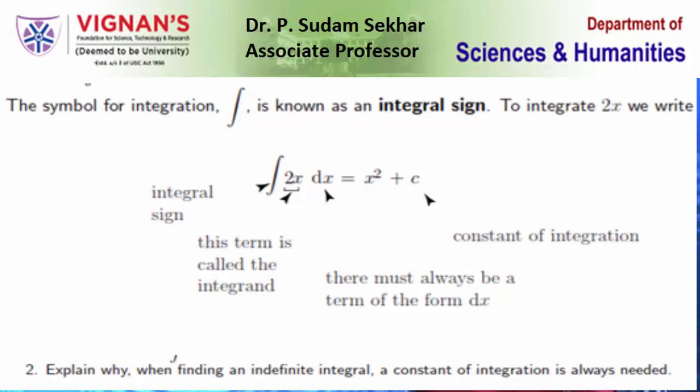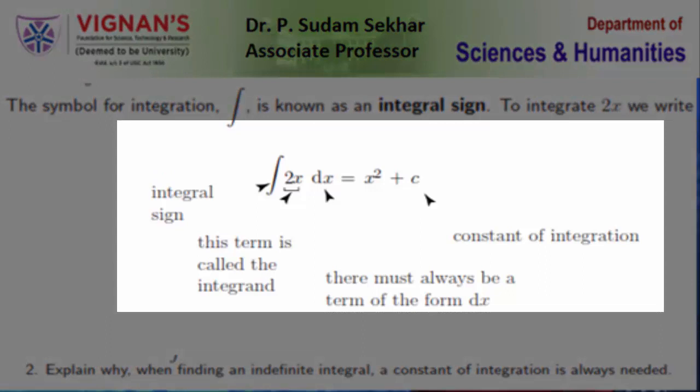The symbol for integration is known as the integral sign. If you represent it this way, integration of 2x dx is equal to x square plus c. This term we call the integrand. And this c is your constant of integration.